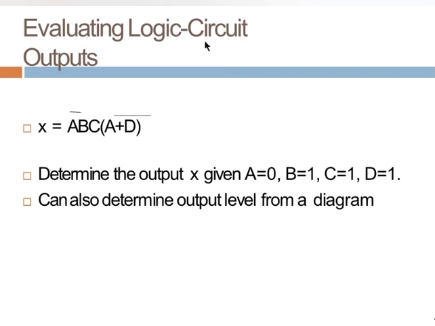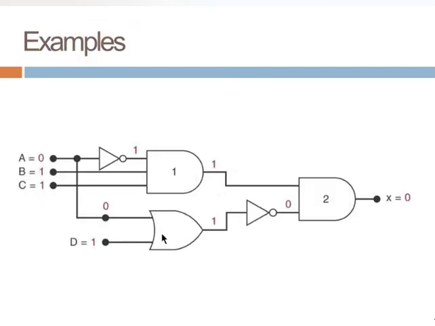Evaluate the logic circuit. If the question is x equal to A bar BC and A or D whole bar, determine the output x given A equal to 0, B equal to 1, C equal to 1 and D equal to 1. You can also determine the output level from the diagram. So you just apply these inputs through this expression, then find out what output is coming.